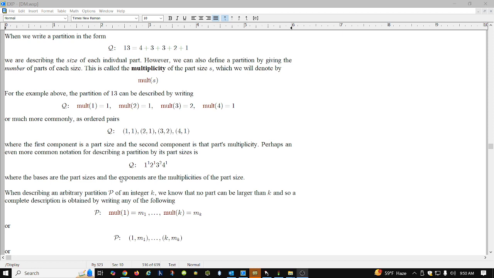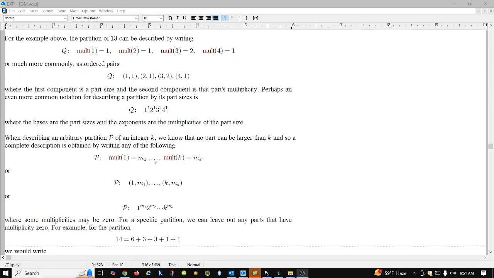So when describing an arbitrary partition P of an integer k, one thing we know, of course, is there can't be a part of size bigger than k. So the part sizes will range from 1 up to k. Some of those sizes will not be present in the partition, but in any case, we can list the multiplicities of the potential parts 1 through k. So some of these values might be 0. This is the ordered pair notation. This is the exponential notation.